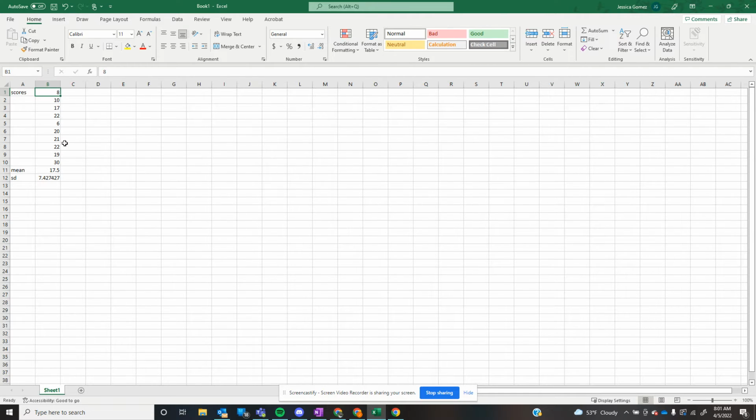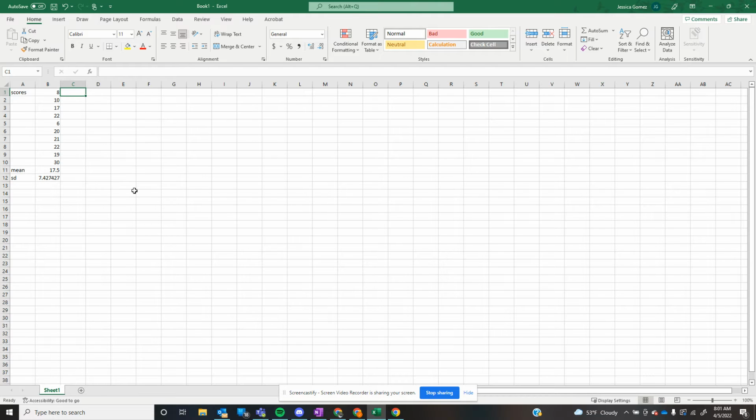So once we have all these scores, we find the mean. And the mean was 17.5. And we can double check this in Excel, right? Our average of these numbers. Our standard deviation, if you do the math, comes out, again, there's a formula for this in Excel, but our standard deviation came out to about 7.43.